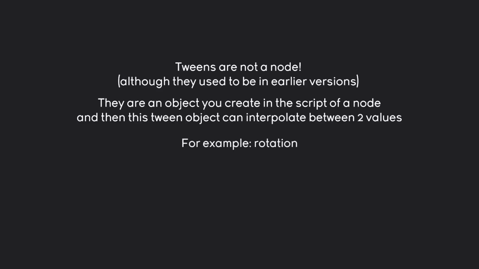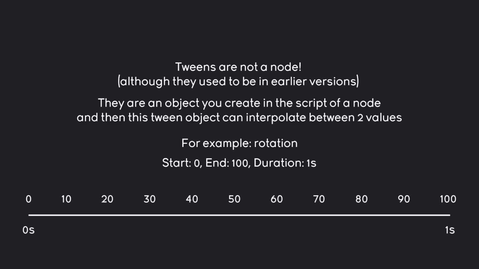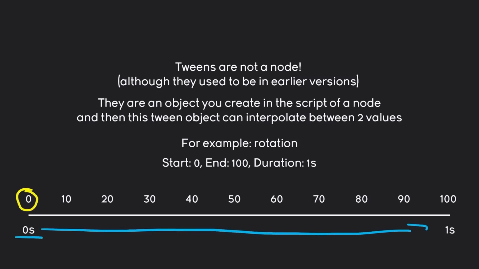We want to rotate any kind of node, doesn't really matter what it is. For that, we are setting a start value, an end value, and a duration. With that information, the tween object can start at a certain point. In this case, we would have a rotation of 0 degrees at 0 seconds, and then over the duration of 1 second, we would go through all of the values and eventually end up at the final value, the one we have specified. All of this would take just a couple of lines of code, no dedicated node, and is very easy to work with.